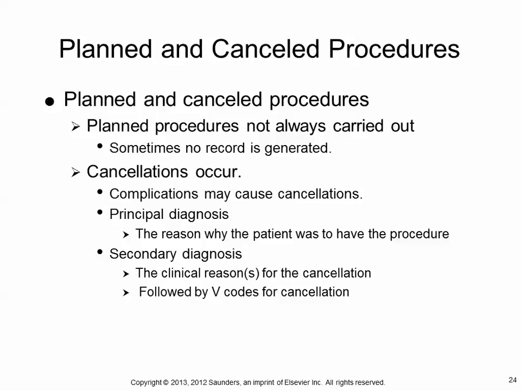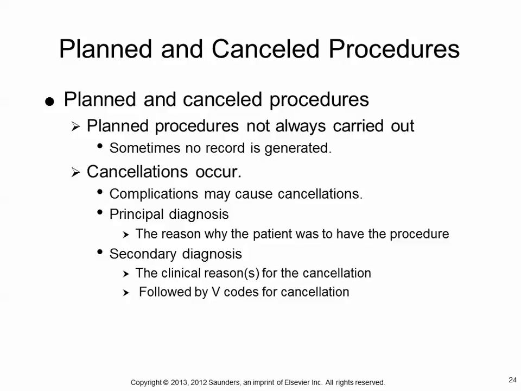Then for our secondary diagnoses, we will put the clinical reason for the cancellation, and then we'll follow that up with the V code for cancellation. We're going to talk about those in a minute, but let's go back to the clinical reason for the cancellation. Let's say Mrs. Richbody couldn't have the procedure because her blood pressure was so high. In that instance, the clinical reason is going to be her blood pressure being high. Okay?